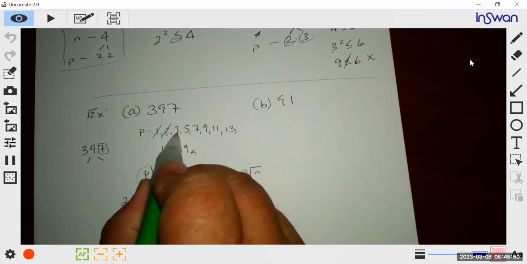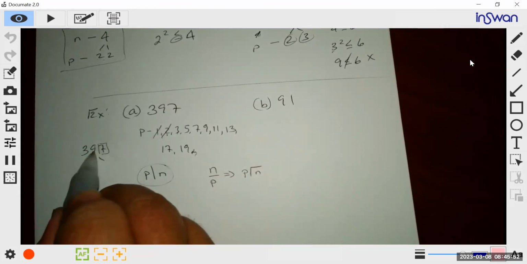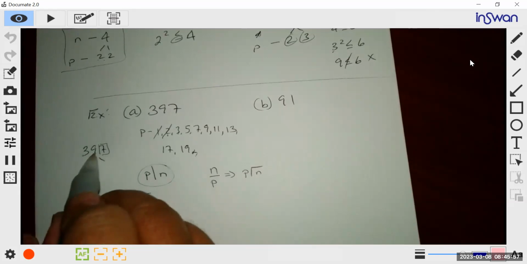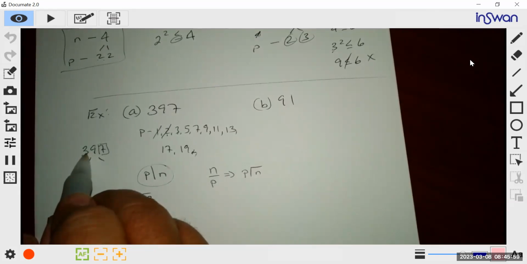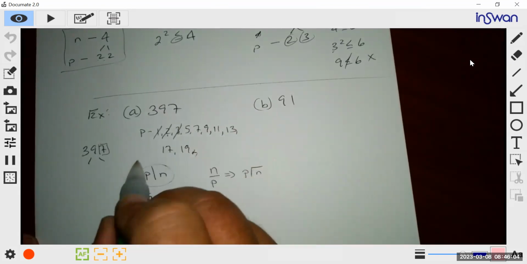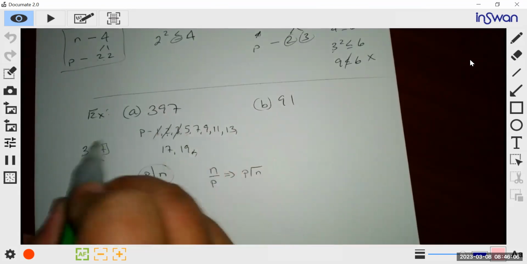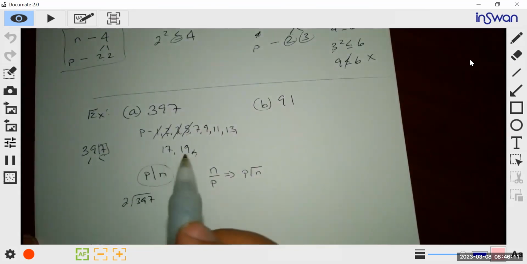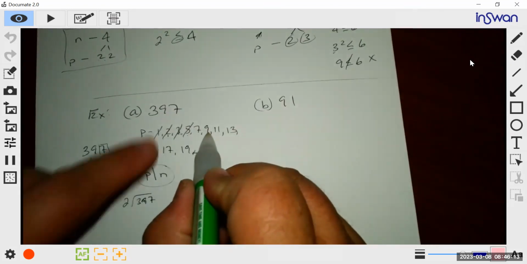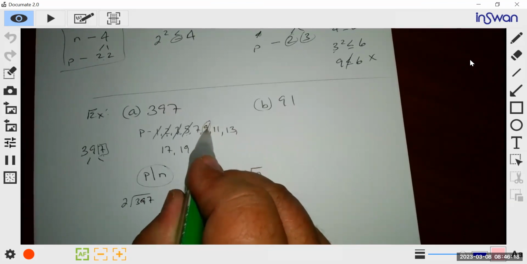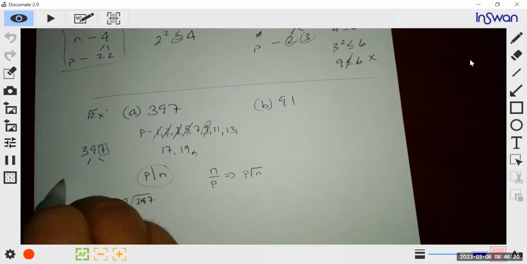How about 3? What's the rule for 3? If I add up these numbers, is it divisible by 3? 3 plus 9 is 12, plus 7 is 19. Divisible by 3? No. Is it 5? Is the last digit a 5 or a 0? No. Since it's not divisible by 3, it's not divisible by 9. The way you can tell by 9 is if you add up the numbers and that number is divisible by 9 also. Same thing as 3.